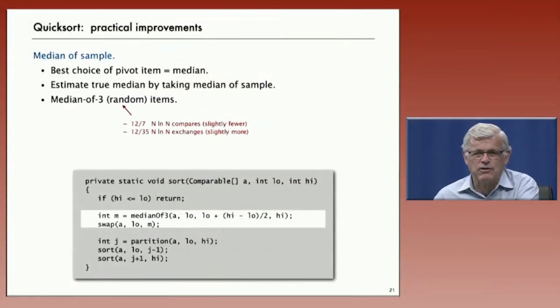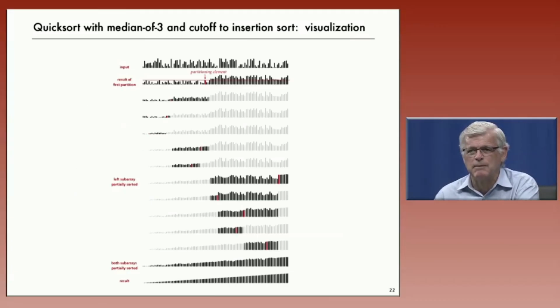Second improvement is to try to estimate the partitioning element to be near the middle rather than just arbitrarily using the first element, which on average will be at the middle. So one thing that we can do is sample the items and then take a median of the sample. That's actually not worth the cost for large samples usually, but for 3 it's worthwhile. Slightly reduces the number of compares, increases the number of exchanges paradoxically because more exchanges are required when the partitioning is right in the middle. So that'll also improve the running time by maybe 10%.